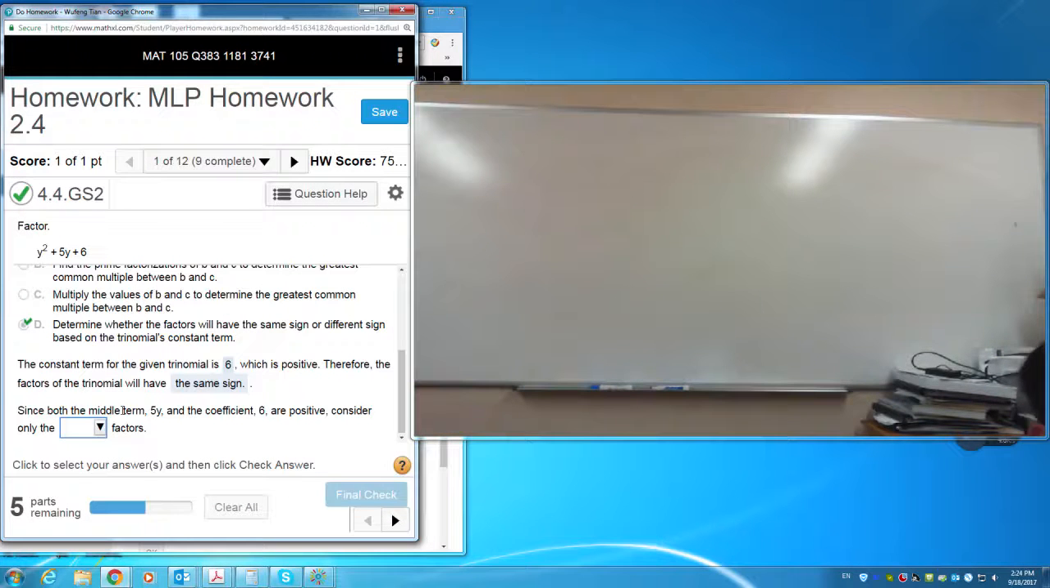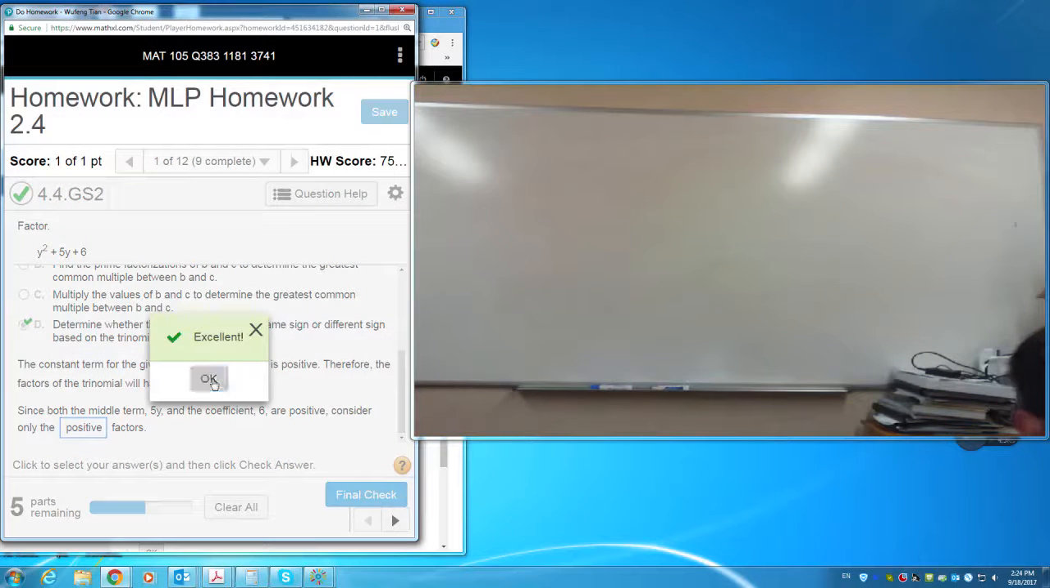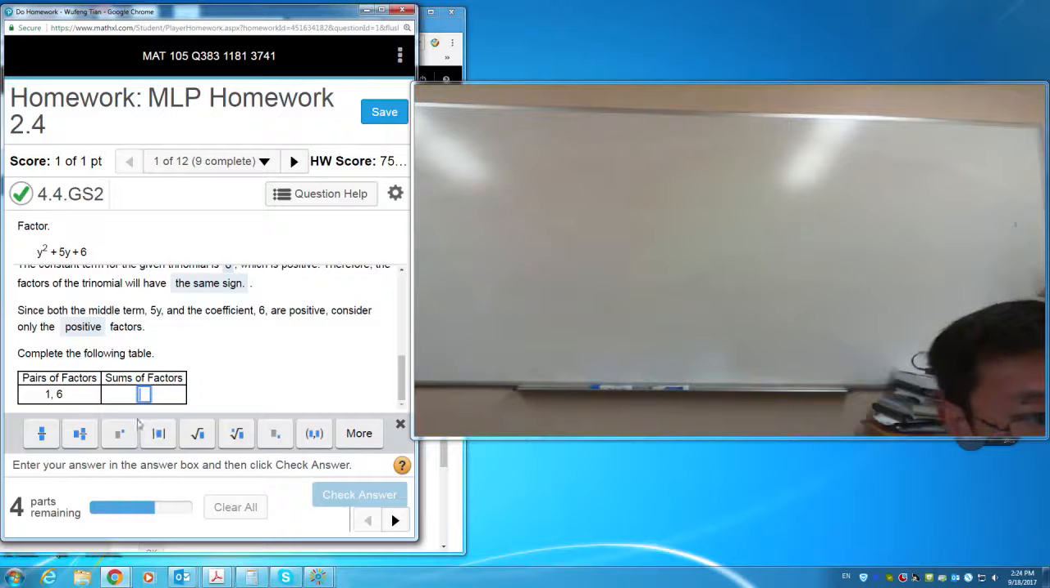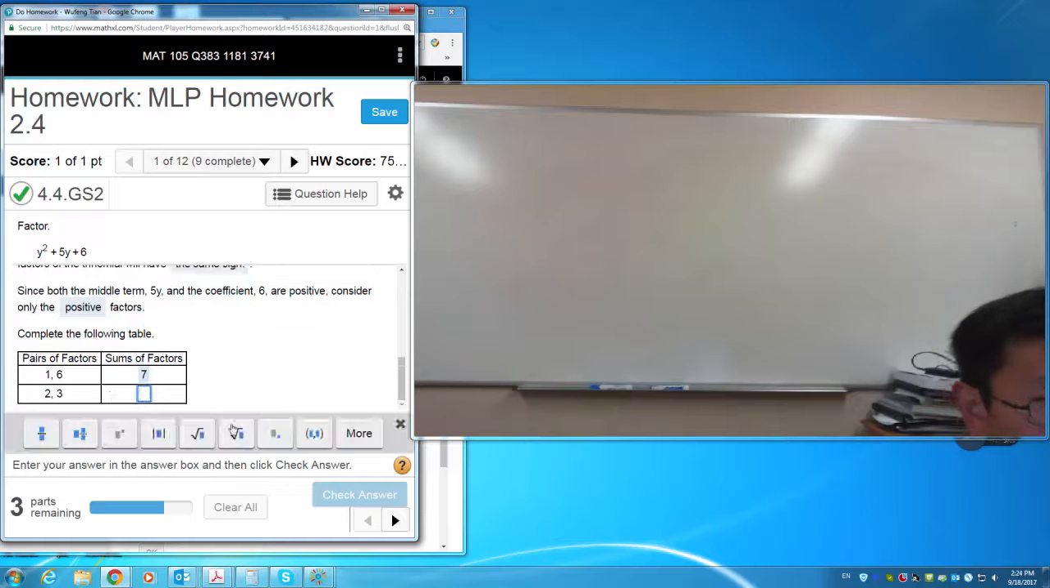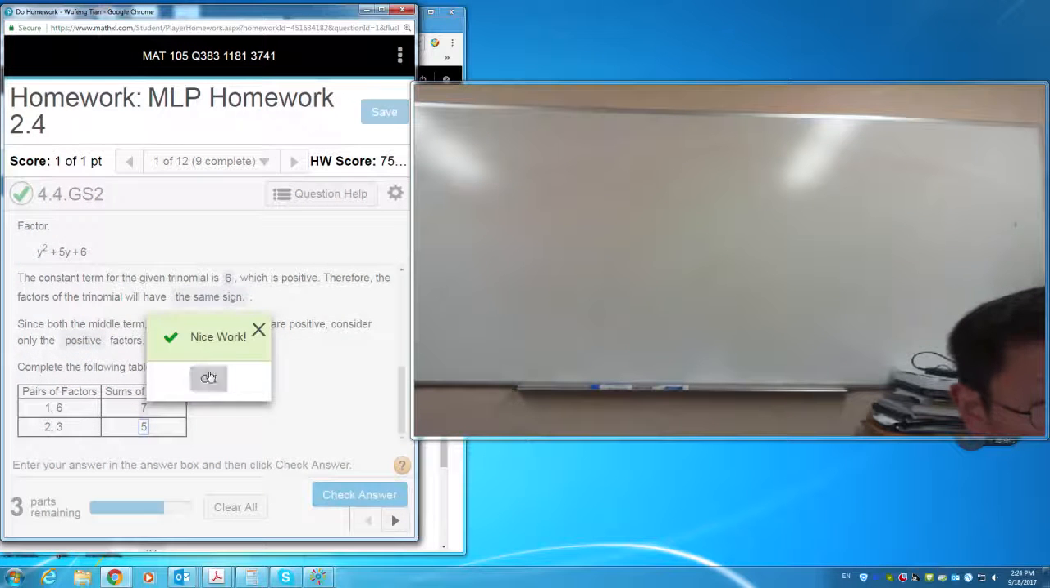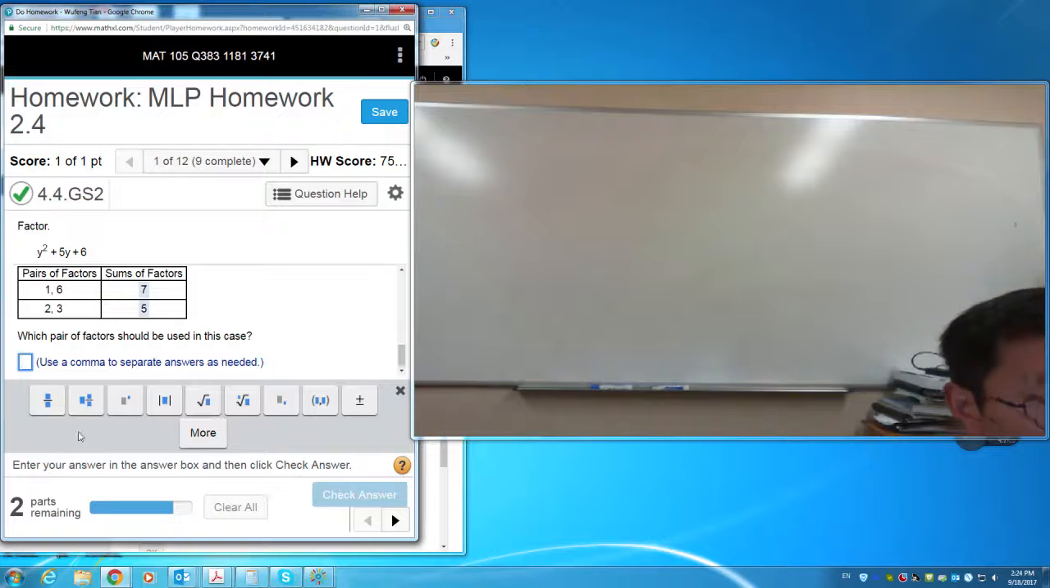Since the middle term 5y has a positive coefficient, both are positive, so consider only the positive factors. Now the pair of factors 1 and 6: the sum of factors is 7. 1 plus 6 is 7, and 2 plus 3 is 5. So which pair of the factors should be used in this case?